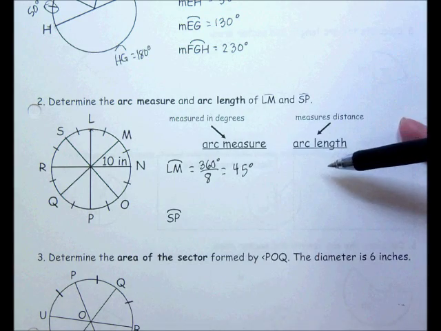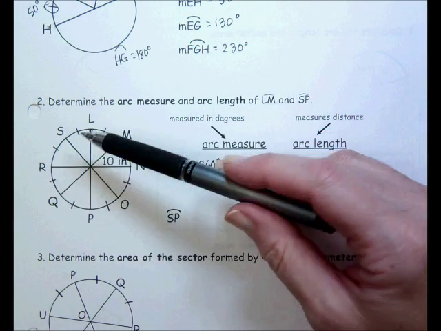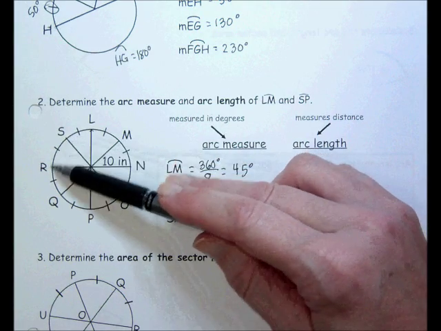We're going to save arc length for a second. The next step is SP. So I want to go from here to here.